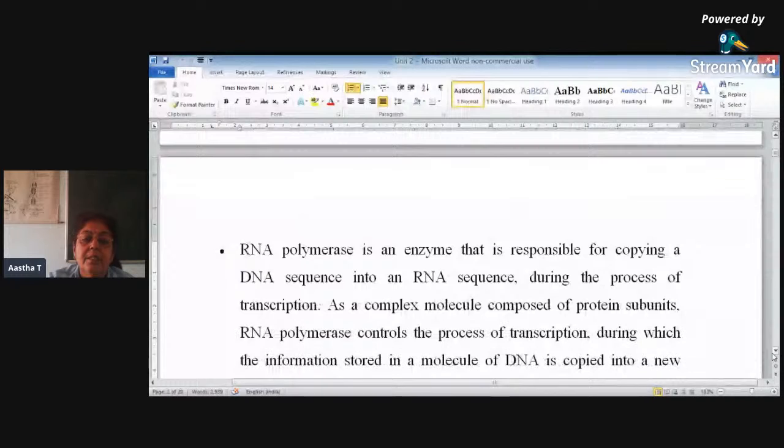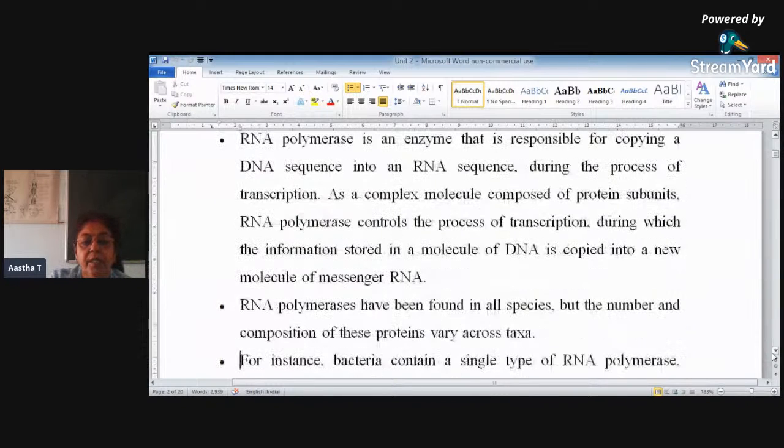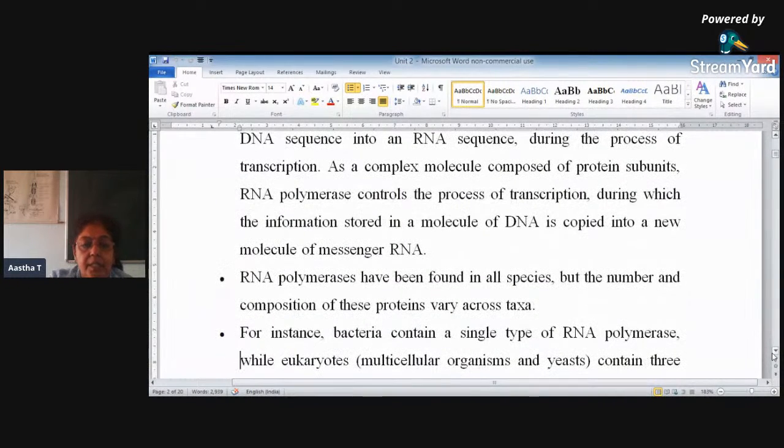RNA polymerase, it is a complex molecule. वरतीच आपण बघितलं, it is a multi-unit structure. So it is composed of various protein subunits, and all these subunits are involved in the process of initiation.